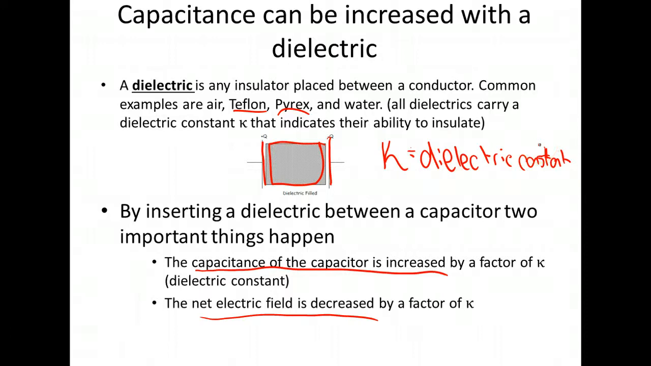The dielectric constant is a lot like the index of refraction. It's just a constant that depends on that material, whatever you're sticking between capacitors. Capacitance increases by a factor of the dielectric constant. So if we want to know how Teflon increases capacitance, all we do is take the dielectric constant of Teflon, multiply it by the normal capacitance that we have, and that's the new capacitance. I'll show you the formula for that in a second. Same thing for the electric field, only we divide by the dielectric constant to get the net electric field.